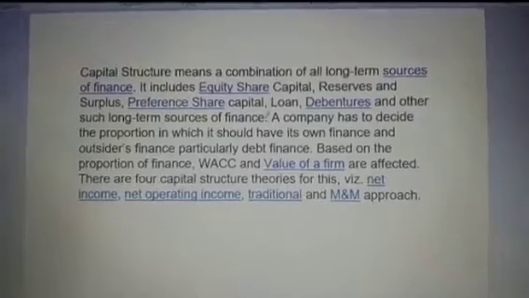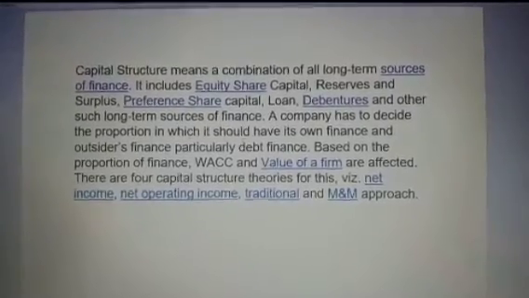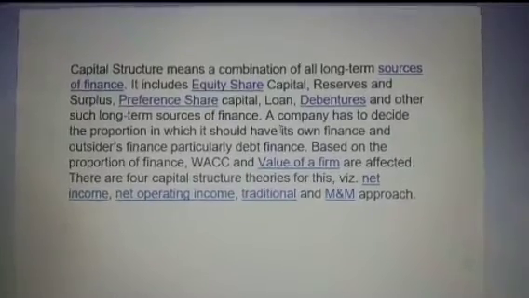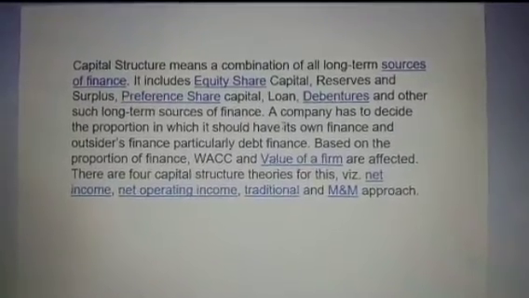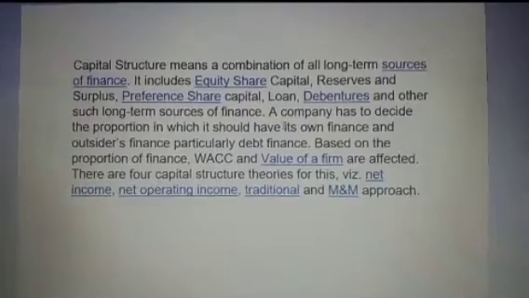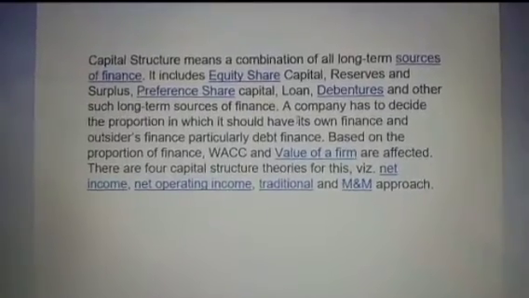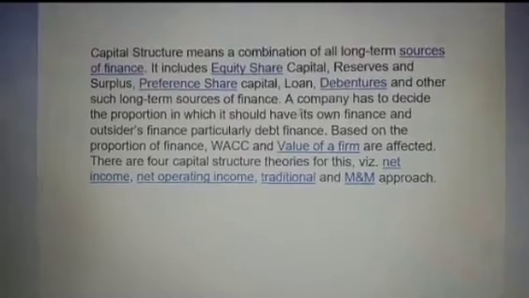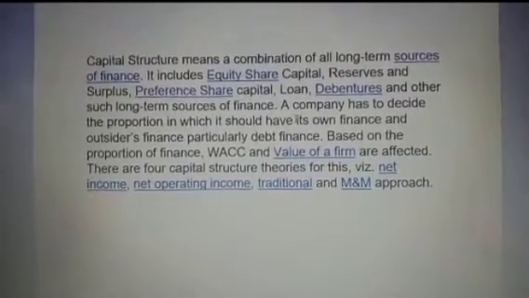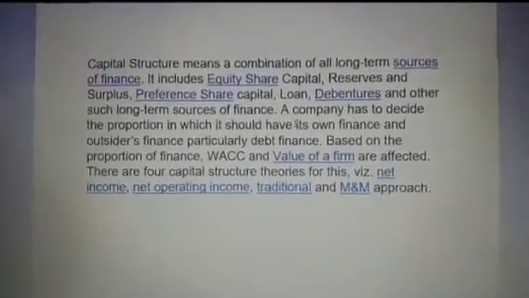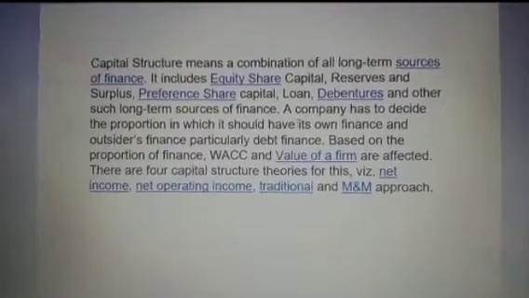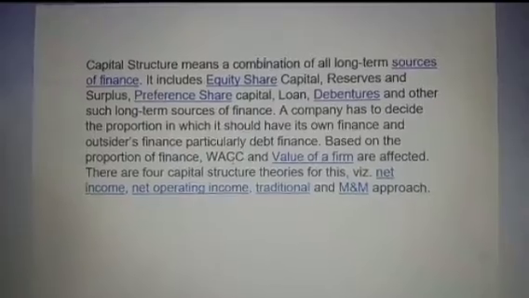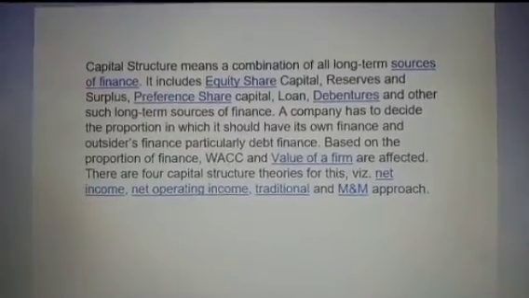So a company has to decide the proportion in which it should have its own finance and outside finance, that is debt finance. I have told you capital structure is nothing but the combination of equity and debt. The financial manager has to keep the balance between equity and debt in such a way that the cost of capital will be minimum. Based on the proportion of the finance, we get WACC, that is weighted average cost of capital.